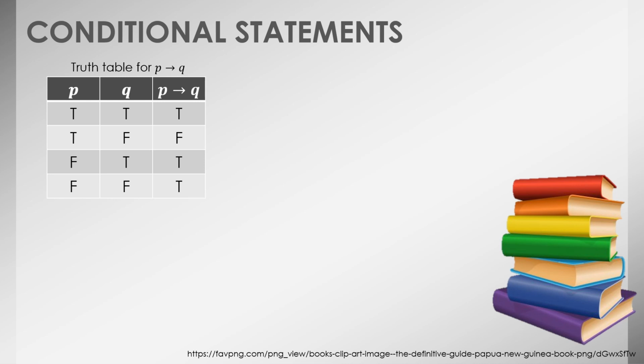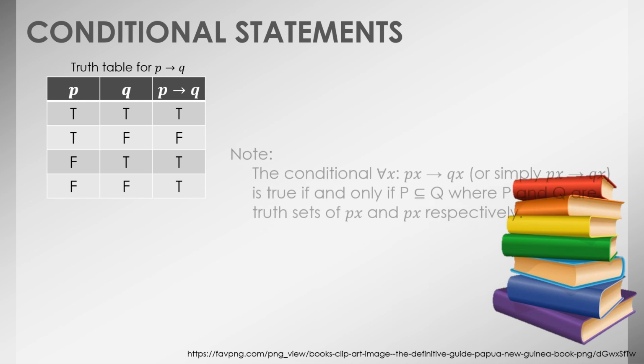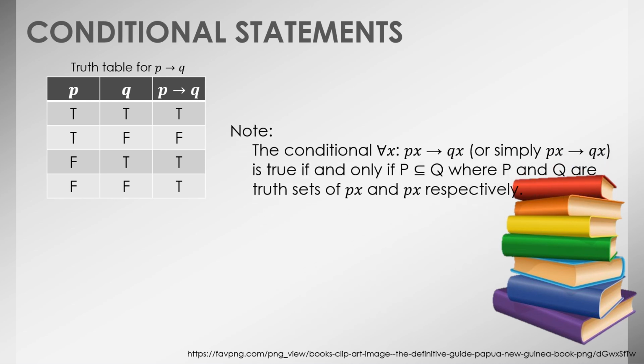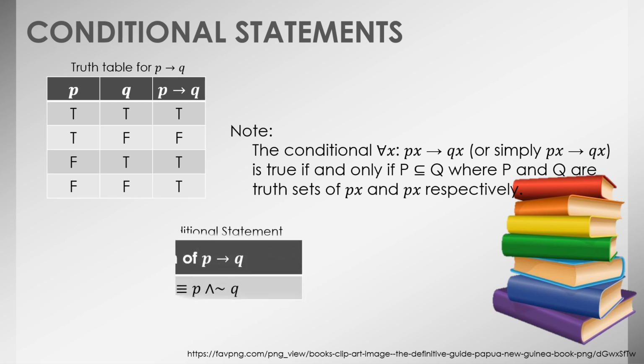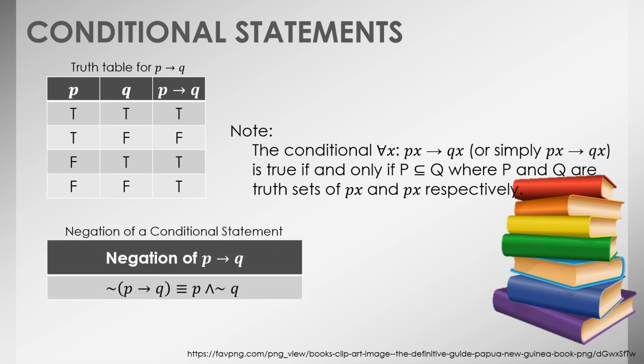But before we proceed to the next one, let us keep this first in mind. This states that a conditional statement where the involved P and Q statements are open sentences is true if and only if the truth set of the open sentence P is a subset of the truth set of the open sentence Q. Moreover, the negation of any conditional statement is symbolically represented by this. It can easily be constructed by forming the statement given in the table.